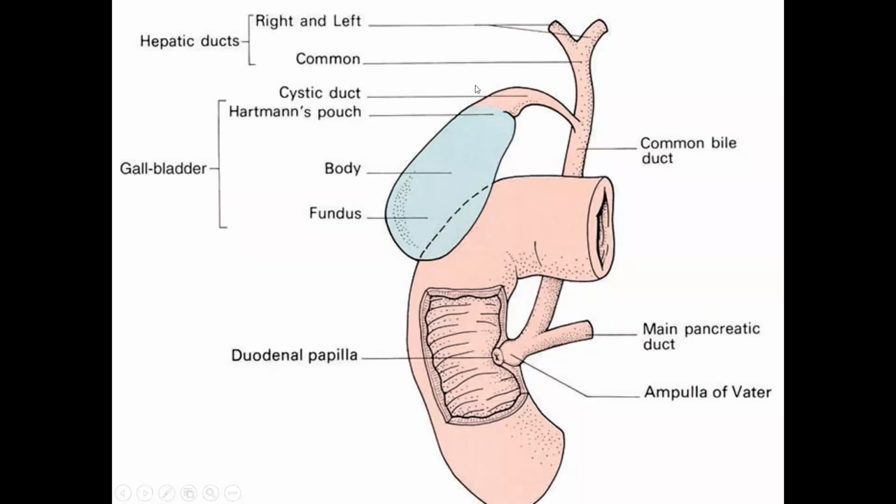Gallbladder, fundus, the neck. And look at between the body and the cystic duct. There's a depression called Hartmann's pouch. Hartmann's pouch is where silent gallstones are located.